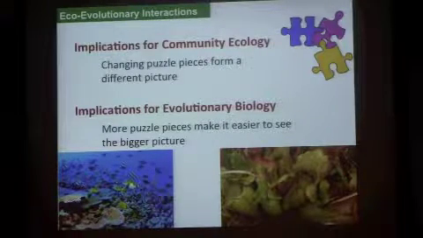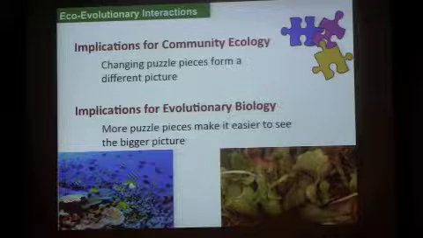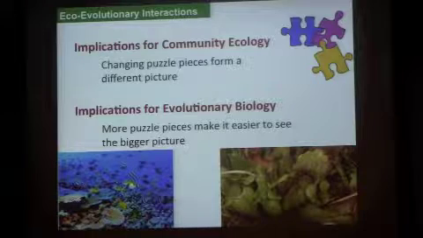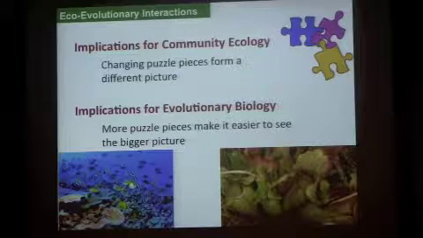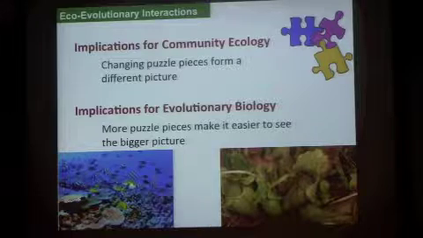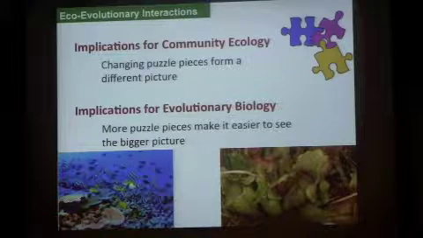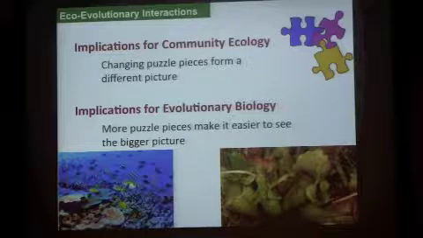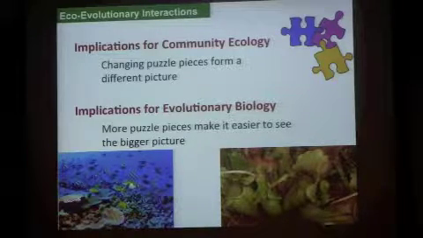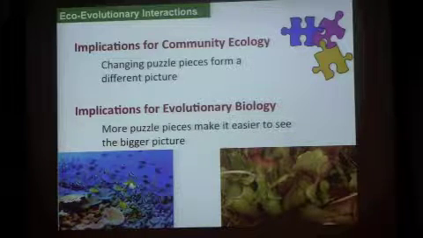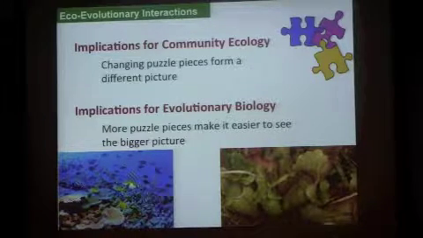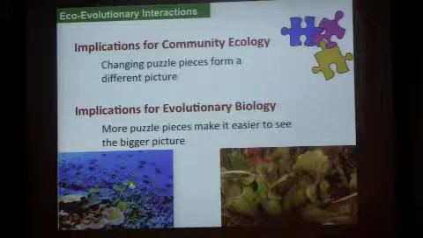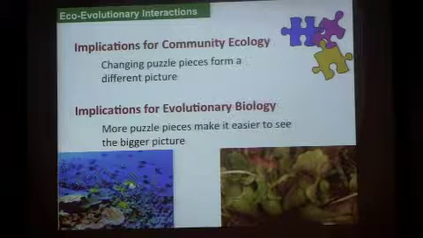So what I want to leave you with is this puzzle analogy: to me, putting together a community is like putting together a puzzle. You have all these pieces that need to go together, and you're trying to figure out how these pieces all fit together into some big picture. To see that big picture from a community ecology standpoint, you have to think about how those puzzle pieces might be changing. If the shape of those pieces is changing, that's going to affect the way the big picture fits together. And similarly, from an evolutionary biology perspective, if you want to understand what's going on evolutionarily, the more pieces of the puzzle you have, the better you're going to be able to put together that picture.